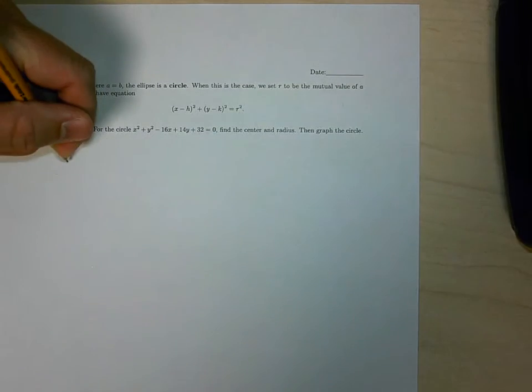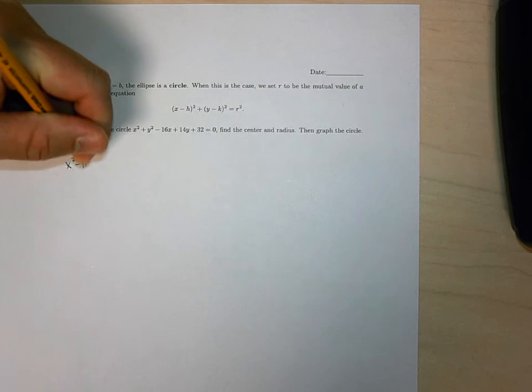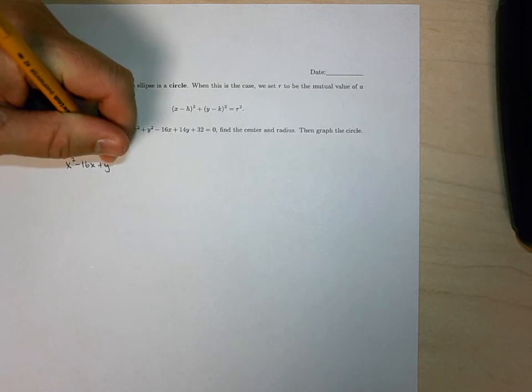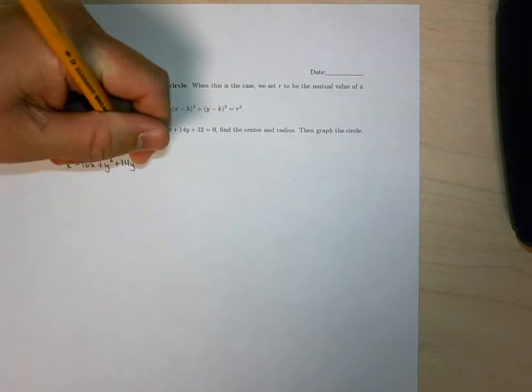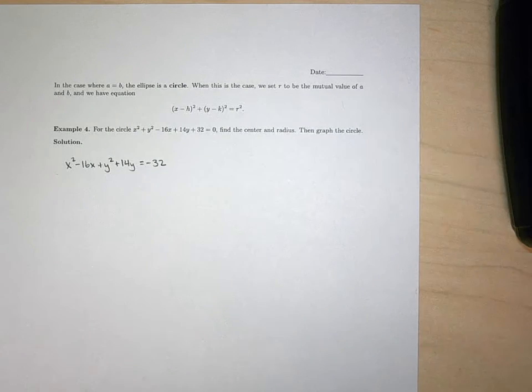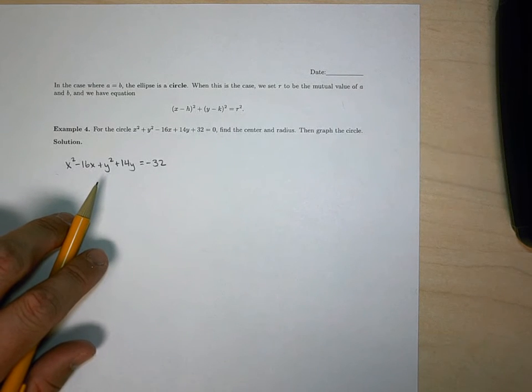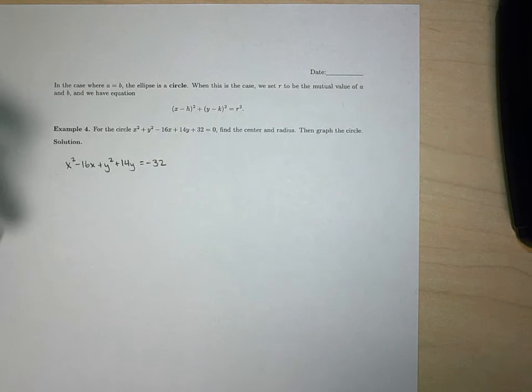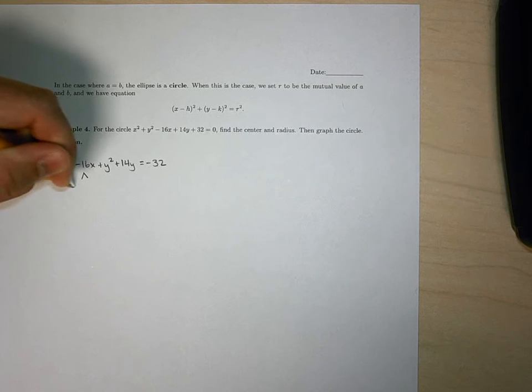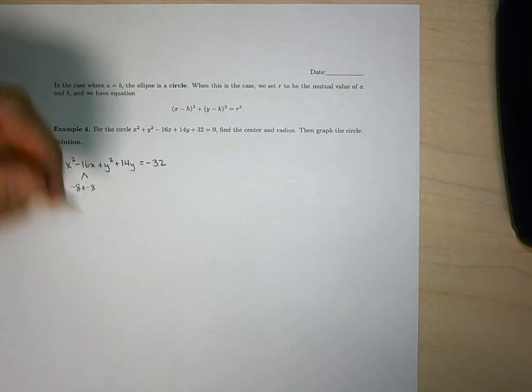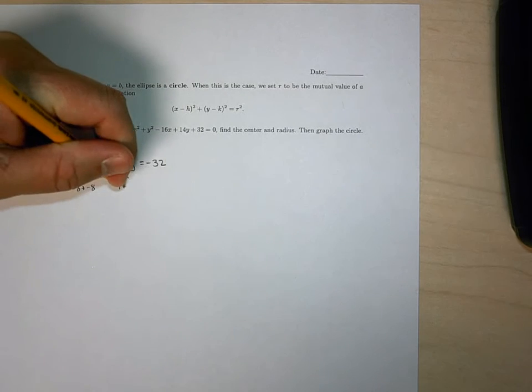Again, we're going to get the x's by each other, the y's by each other, and we're going to bring that number over to the right-hand side. We already have a 1x squared and a 1y squared, so completing the square, we're ready to go. The two equal parts of -16 are -8 and -8. The two equal parts of 14 are 7 and 7.